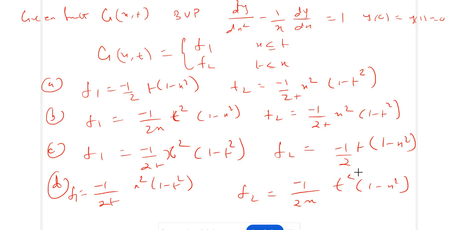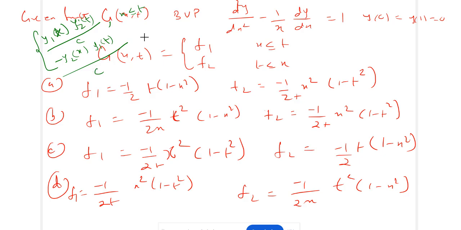So how do we find this Green function? I think we have already discussed the formula. So what is the formula? The Green function formula is y1 of x, y2 of t divided by c, for x less than or equal to t, and minus y2 of x, y1 of t divided by c, for x greater than or equal to t. So what about the c?